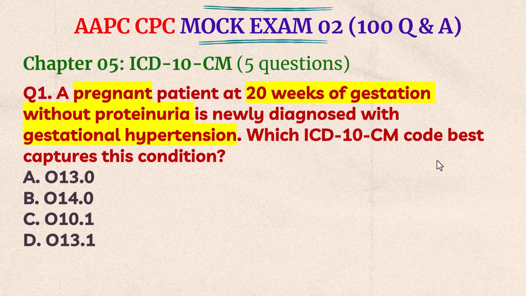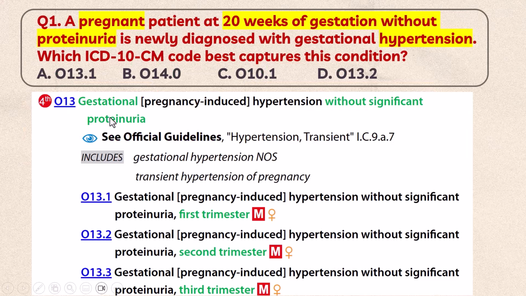Okay, in this case, you have to highlight this is a pregnant patient with 20 weeks of gestation without proteinuria but with gestational hypertension. When you look at the answer, you will see all the answers are with O series and adjacent codes. So you can directly go to the codes and find the answer using elimination method. O13 is gestational, that is pregnancy-induced hypertension without significant proteinuria.